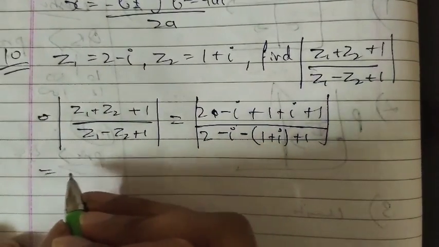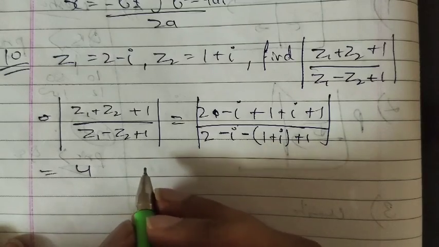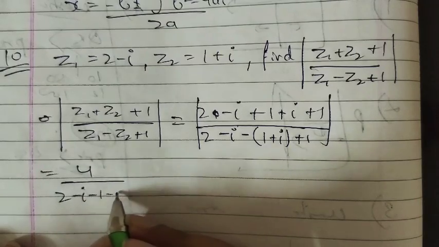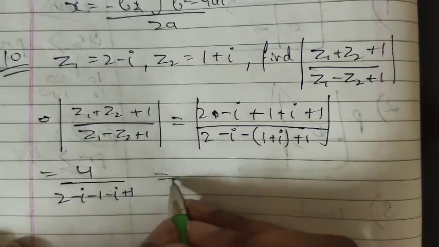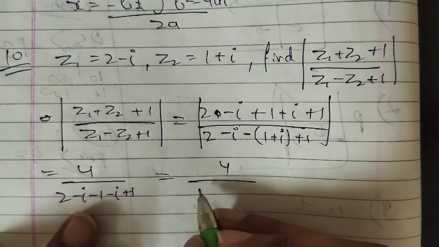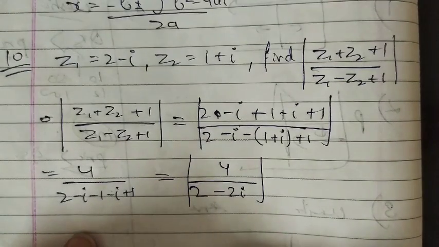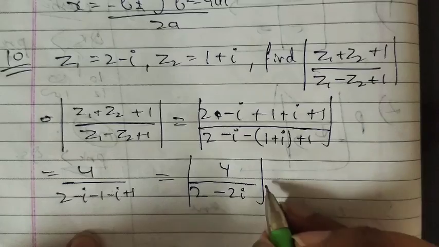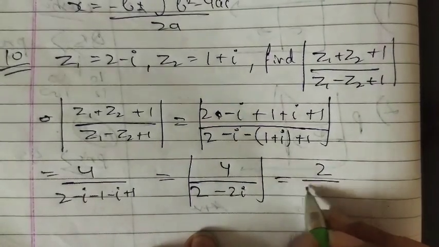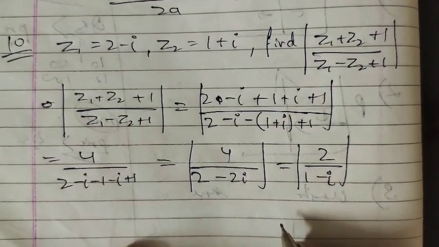minus 1 plus iota plus 1, right? So this will be equal to 2 plus 1 is 3 plus 1 is 4. Iota and iota get cancelled, divided by 2 minus iota minus 1 minus iota plus 1, right? 4 upon 2 minus 1, 1 plus 1, 2, minus 2 iota, right? So modulus of it. Okay, so if I take 2 common and divide it by 4, this will be 2 upon 1 minus iota, right? Modulus of this. So let's rationalize that.